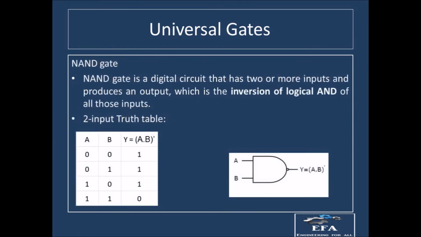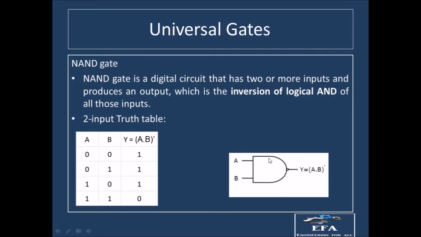Okay, so let us start with the first one, that is the NAND gate. What is the NAND gate? It is nothing but the inverse of the AND gate, right? Whatever output we have in the AND gate, its inverse will be taken in the NAND gate. NAND gate means not of AND, right?